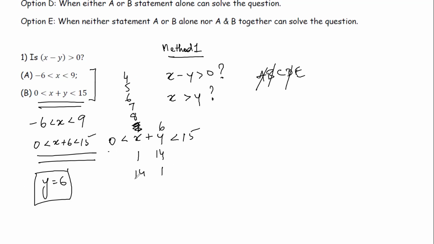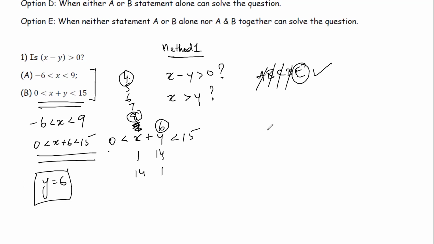as long as the sum of x plus y is between 0 and 15. So in this situation, x is greater than y. In this situation, x is less than y. So is x greater than y? No, if it's 4. Yes, if it's 8. So taking both statements together also is not giving us the answer. Therefore, the answer is E.